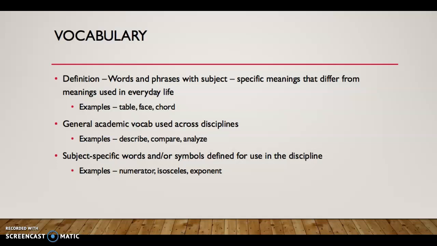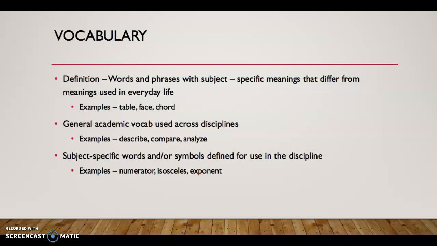And then general academic vocab used across disciplines. So examples of these are describe, compare, and analyze, like we just talked about, describe and compare. So you can use those in other areas as well. And then subject-specific words and or symbols defined for use in the discipline. So these are things like numerator, isosceles, exponent, words that specifically come up in math that you probably wouldn't typically see somewhere else.